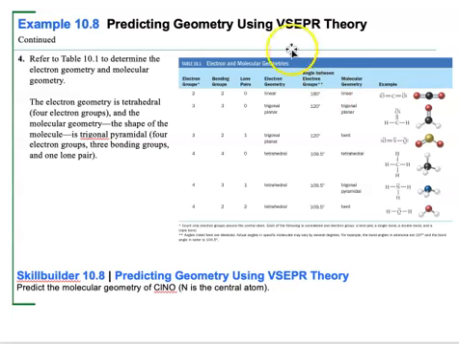So if we go back to our table, we're going to look at our electron groups. We know that we have 4 electron groups. 3 of them are bonding and 1 is a lone pair of electrons. This is going to give us an electron geometry that is tetrahedral, but the molecular geometry is going to be trigonal pyramidal because we have that lone pair up here. That's going to push all of these others down and out, and this is going to give us our trigonal pyramidal molecular geometry.